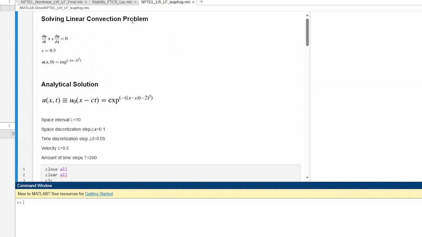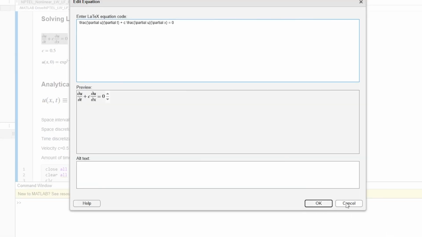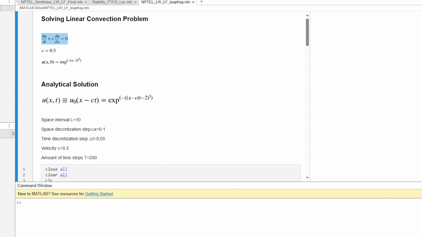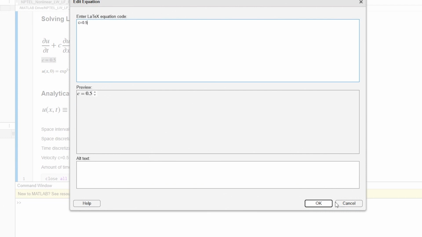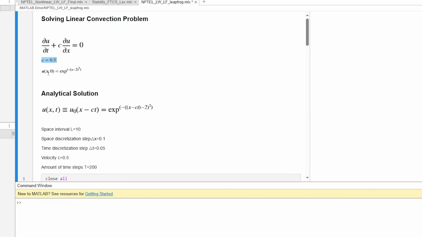I am solving this linear convection problem, which is basically del u by del t plus c del u by del x equal to 0. Let me just make it a little bigger. This is the convection speed, and it can change. I am using 0.5 now, but you can use different values, and this is the initial function, which is exponential of minus (x minus 2) squared.